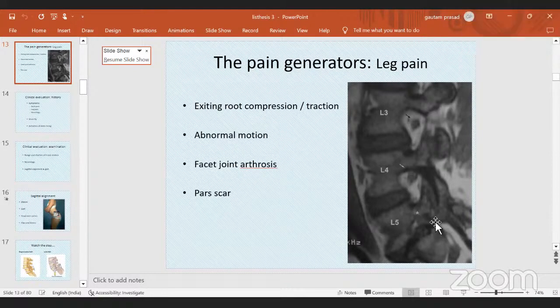Extension catch is when you bend forward and try to get up, and there is a sudden pain which leads to a sudden jerk. That's called extension catch, the catch while you're extending your body. So that's the extension catch. Now what we should do, that's the next question you asked, for exercises.